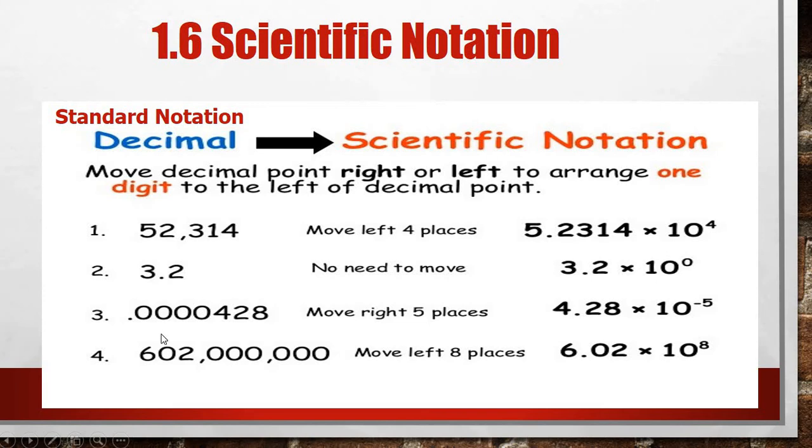On this one right here, we're going to move this decimal 1, 2, 3, 4, 5 places to get 4.28, and then times it by 10 to the -5 because it's a small number. So anytime I have a number below 1, I'd use a negative exponent. And again, on this one, the decimal starts here, so I go 3, 6, 7, 8, so 6.02 times 10 to the 8th. This side over here is what we call standard notation or decimal notation, and this is scientific notation.